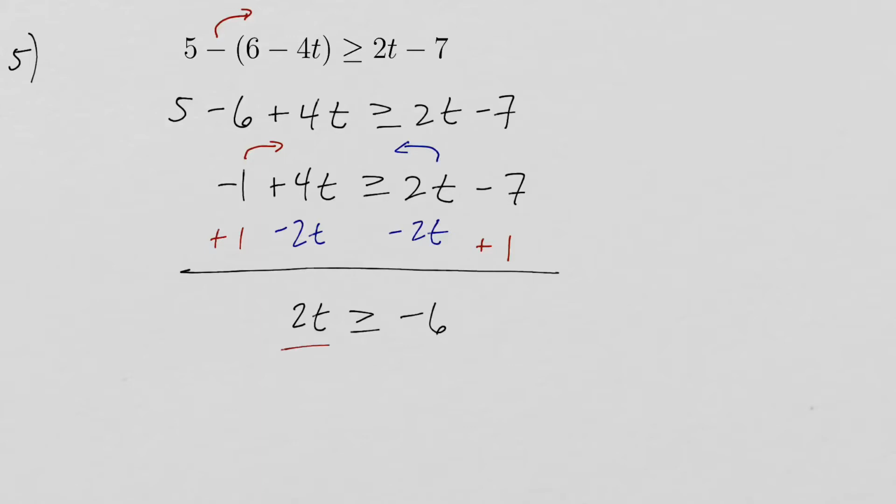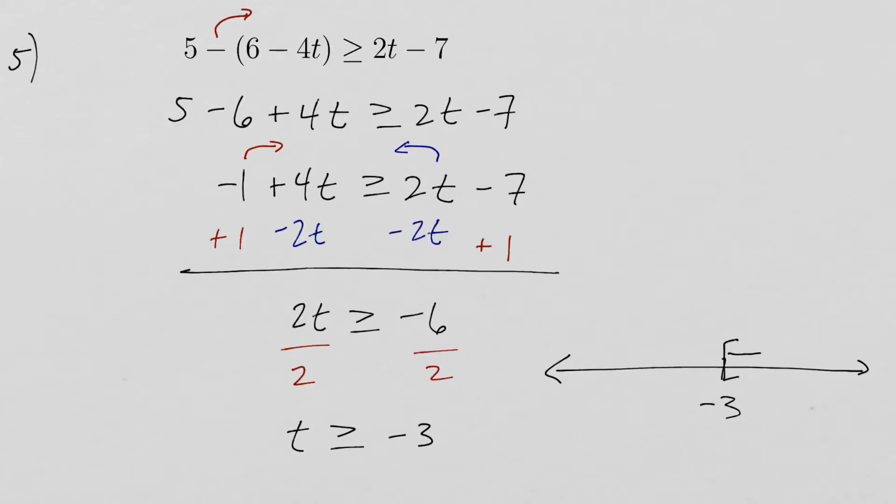Now I'm going to divide each side by 2. I'm dividing by a positive number, so the inequality is not going to flip. But negative 6 divided by 2 is negative 3. So on my number line, I'll put negative 3 in the center. It's a bracket because of the equal sign, and it's a greater going to the right.